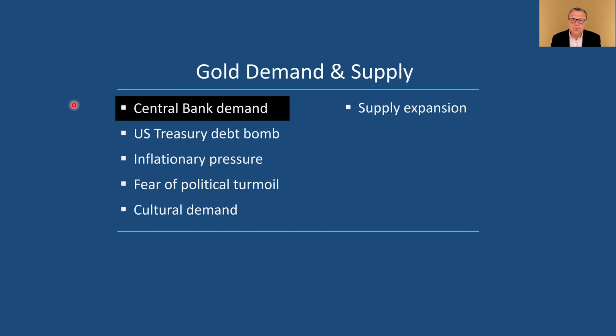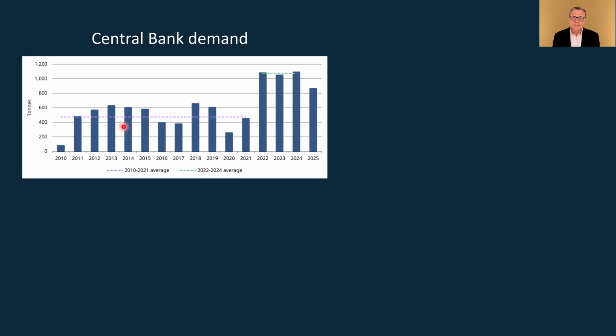Now let's look at these different drivers of the demand for gold into the long term and compare their relative scales. Let's start with central bank demand. You can see the central bank demand is relatively stable, but it jumped up after the invasion of Ukraine by Russia in February 2022.